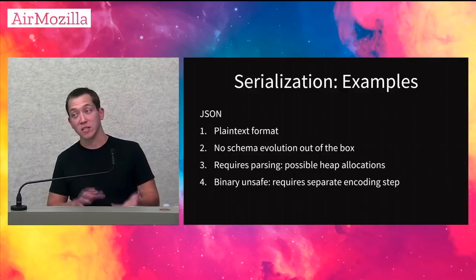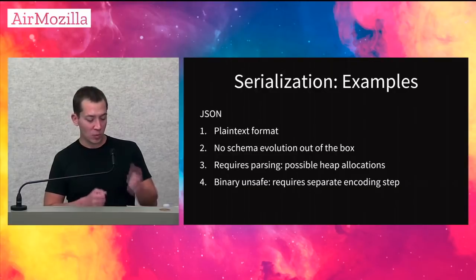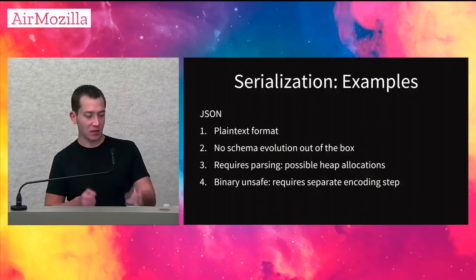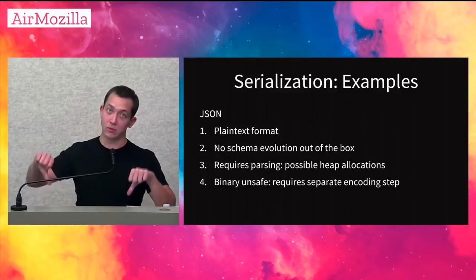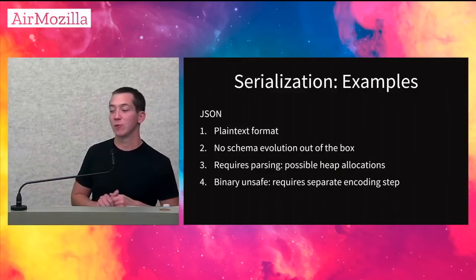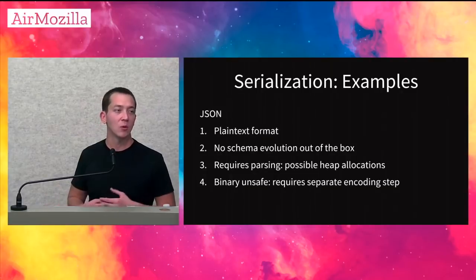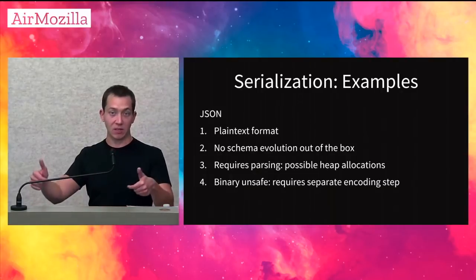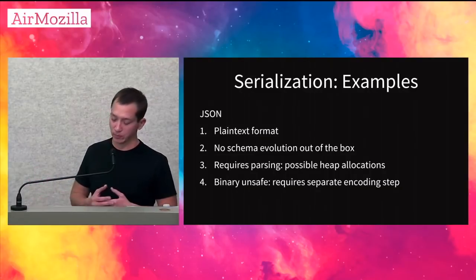There's something called JSON schema. I'm not going to talk about that. The third point about JSON is it requires parsing. And when we parse, we don't necessarily know ahead of time how much memory we're going to need. And that means we might need heap allocations. Boo. And if we want to store arbitrary binary data, like a PNG file, for example, we have to do some encoding step to make it fit into the JSON format. So a lot of people do base 64 encoding, for example.